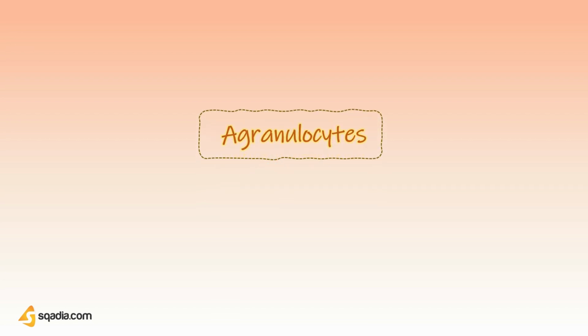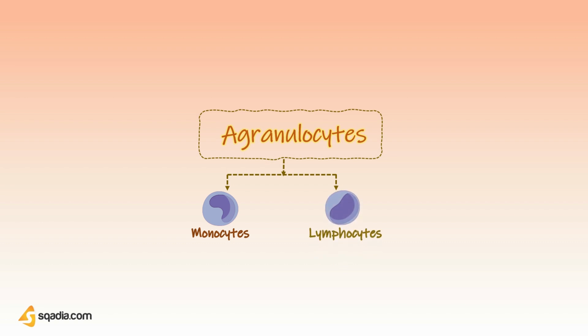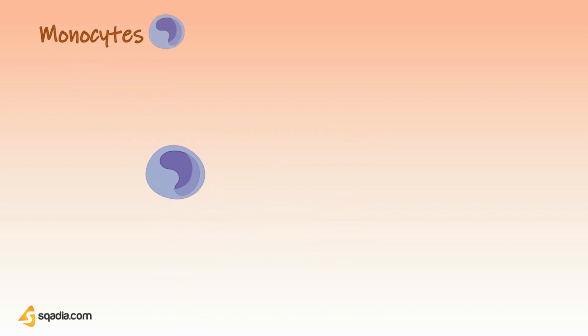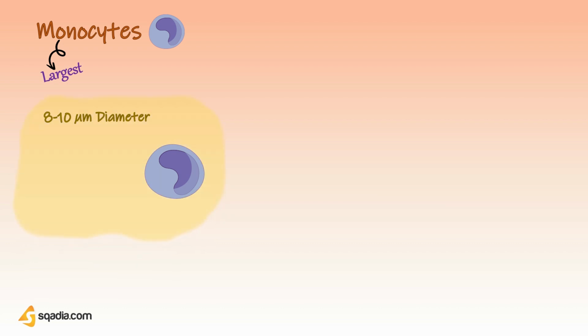Now let's move to agranulocytes. That includes monocytes and lymphocytes. Let's see what are monocytes. Monocytes are agranulocytes that are the largest type of blood cells, up to 3 times as large as RBCs. Their average diameter is 8 to 10 micrometers. They have nuclei that may be either kidney-shaped, lobed, oval, or round. Their cytoplasm is abundant and pale blue in color, whereas their U-shaped or kidney-shaped nuclei stain dark purple.